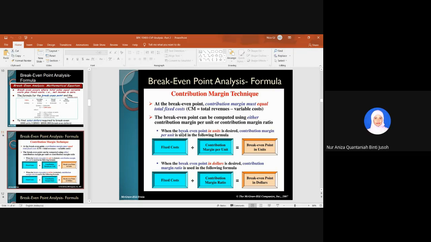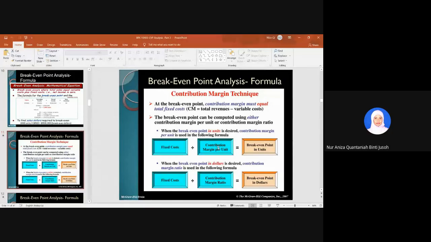The general formula will be fixed cost over contribution margin per unit for break-even point in units, or fixed cost divided by contribution margin ratio for break-even point in dollars. Okay, so these are the two basic formulas in BEP.